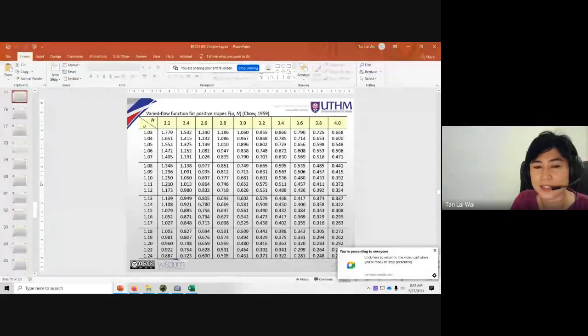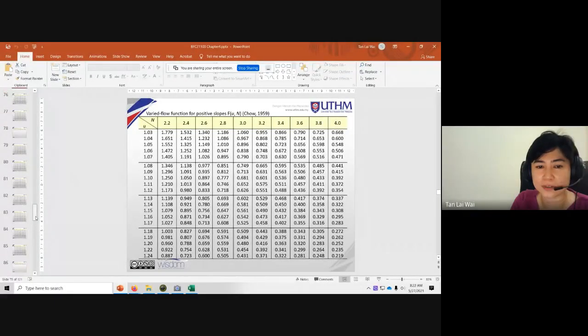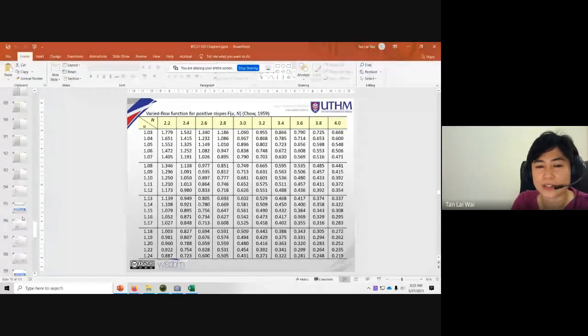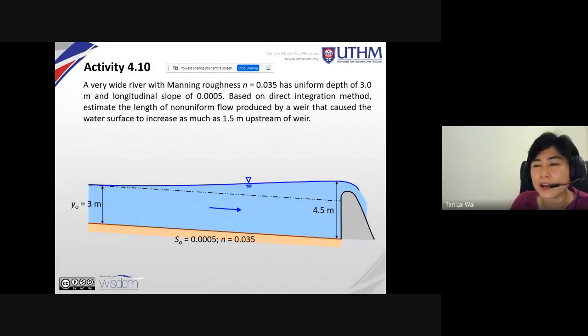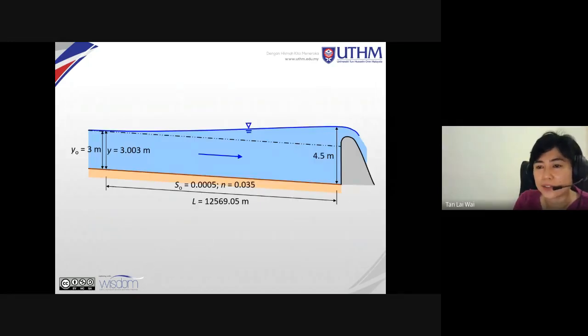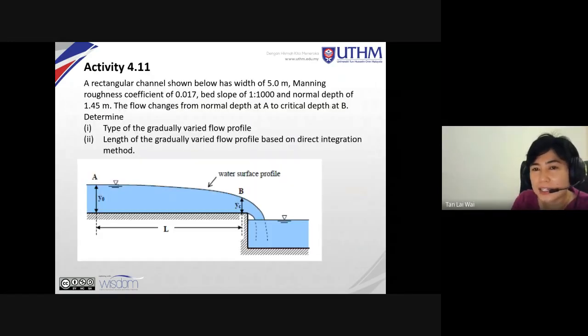Alright, so now it's presenting the entire screen already. So let's see what we are going to look at. Now what we are going to do is we are going to solve this activity here. This is the first activity. It has a solution, but it's okay. The second activity is under the direct integration method.